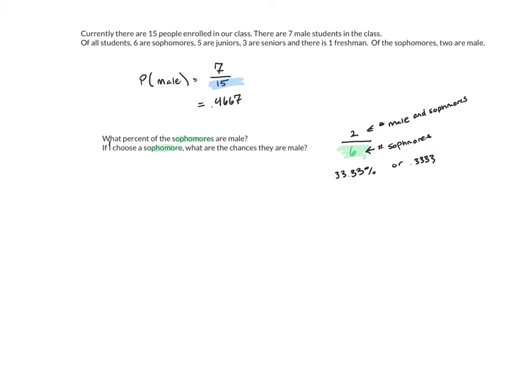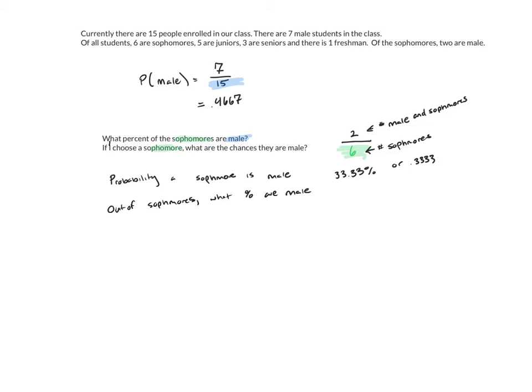Our goal is to take this and come up with a formula for conditionals in general. And to do that, we need to rewrite this without the words sophomore and male in it, but rather in a general form. So, when we did this, we asked once again, what is the probability a sophomore is male? Another way of writing this is out of the sophomores, what percent are male?